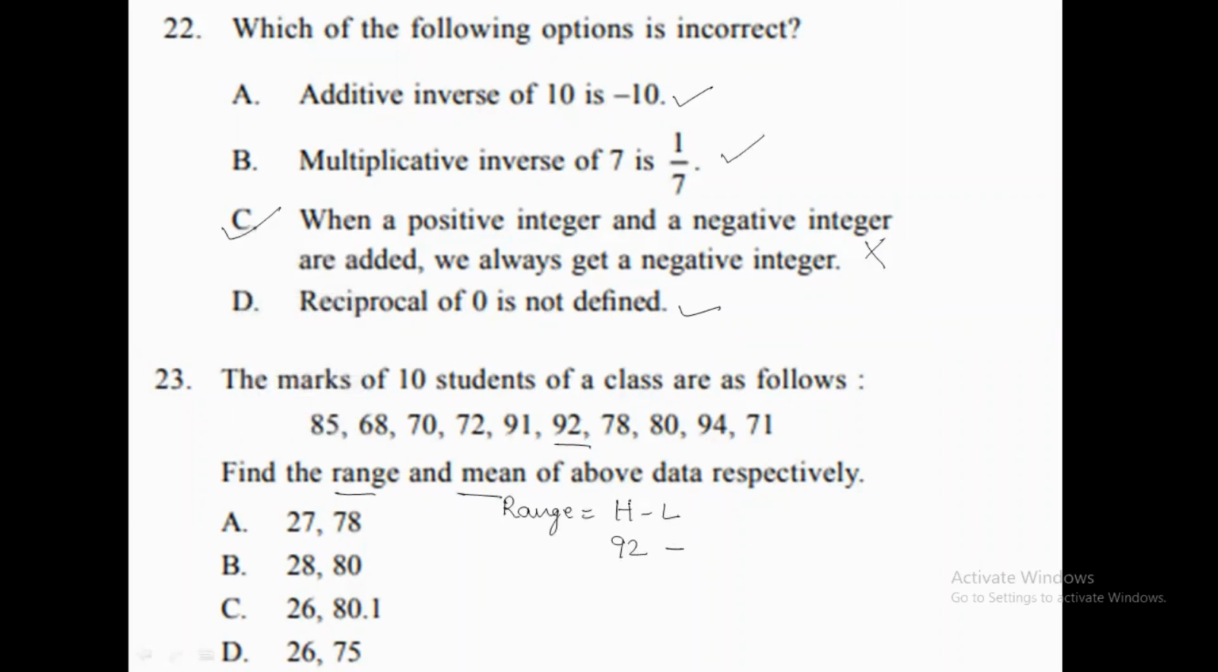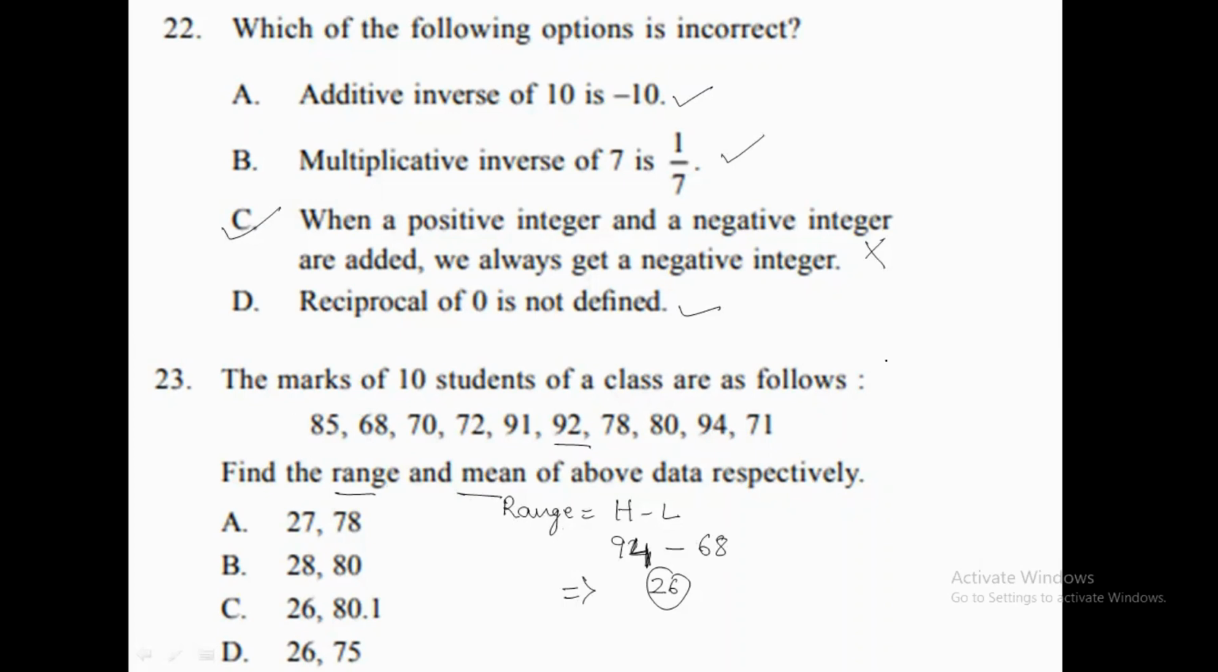Sorry, 94 is the highest one, and the lowest one is 68. So we need to subtract 68 from 94. When we subtract 68 from 94, we get 26. So our range will be 26. Now we need to find the mean. For finding the mean, we need to add all the numbers, then divide by 10.